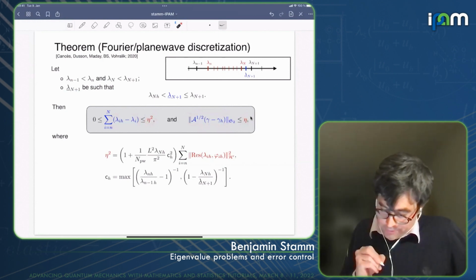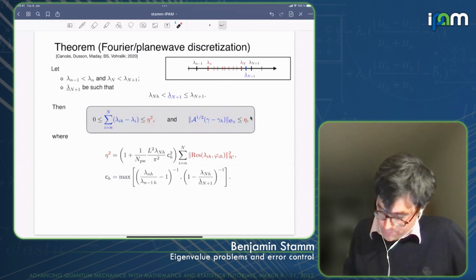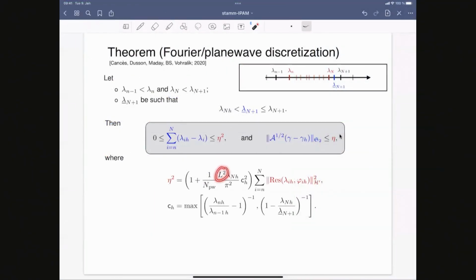Okay, so what is this eta square? Eta square is some prefactor. You see here a 1 plus a pre-asymptotic term. Why is this pre-asymptotic? Because this is a constant, this is a constant, or converges to lambda n. So this is stable. And this is the number of plane waves, so this term is going to 0. So the pre-asymptotic factor here is 1. And then here you have the sum of the residuals that you can actually compute in plane wave approximations. And this C_H is a constant that you can actually compute because all ingredients are known. These are the discrete eigenvalues as well here, and here is this lower bound.